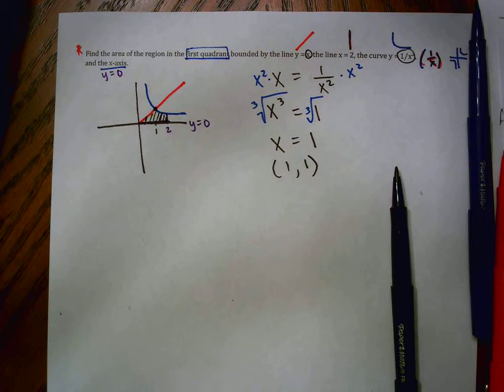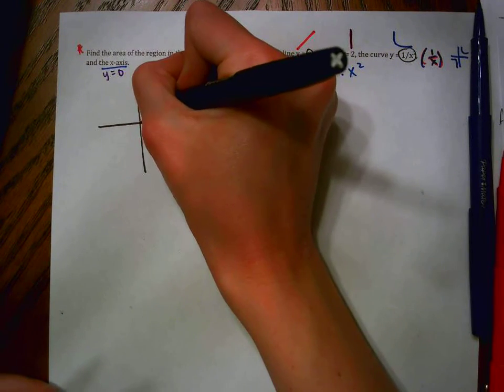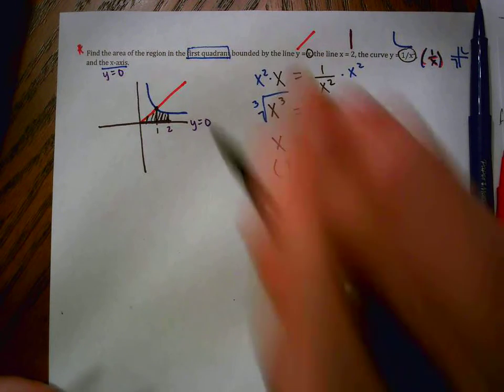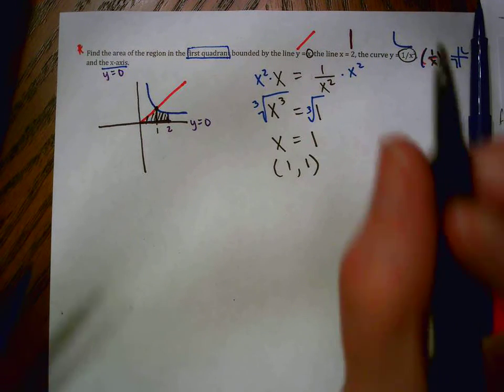So we're going to have to split this integral up, right? Because our top function is changing. Where is it changing at? At this x equals 1, at the intersection point. You got to divide your area into two different sections.